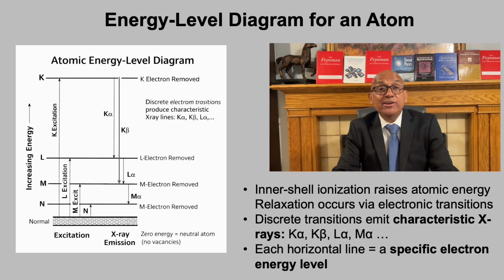Each allowed transition releases energy in the form of an X-ray photon whose energy is exactly equal to the difference between the two electron energy levels. Because these energy levels are discrete, the emitted X-rays also have discrete, well-defined energies, giving rise to characteristic lines such as K alpha, K beta, L alpha, and M alpha. This is the fundamental physical origin of characteristic X-ray spectra in EDX.